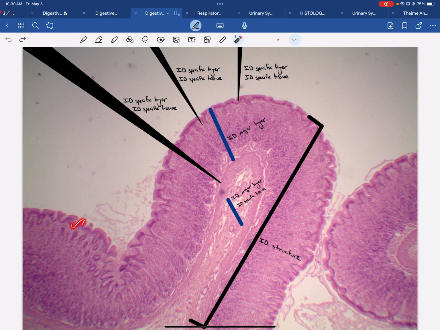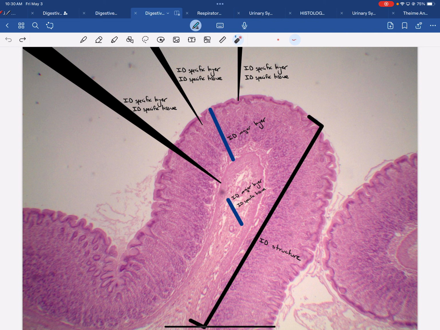Versus over here, where it's completely flat, and then that's just a tiny fold. That's kind of what we just drew. So these aren't villi. So no villi, but folds in the submucosa equals stomach from low magnification.